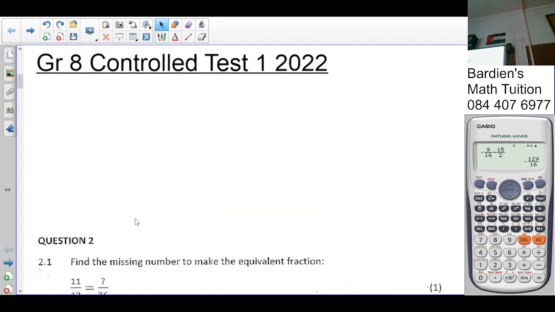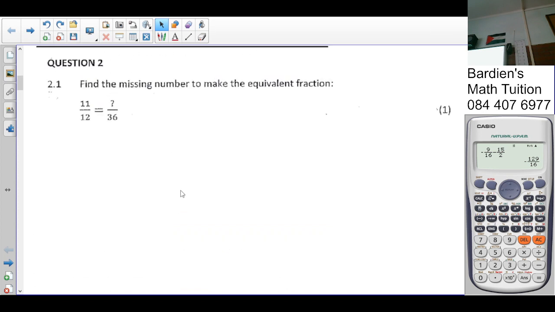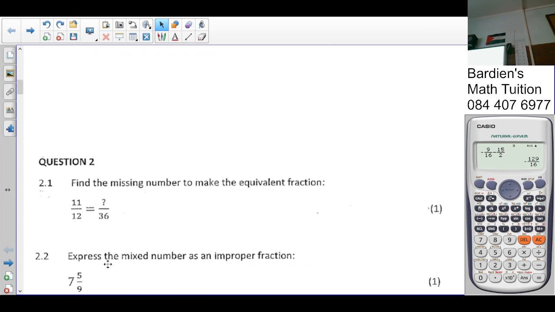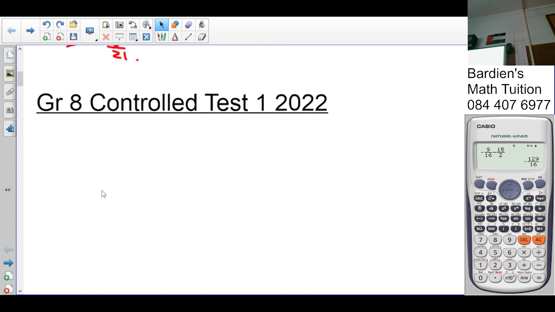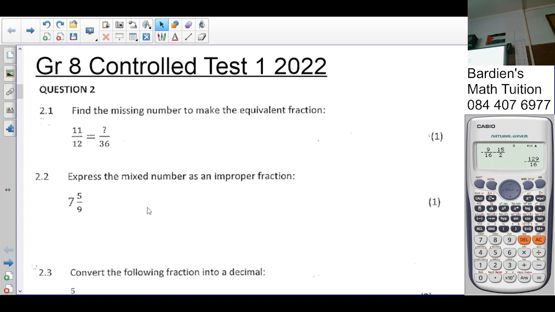Let's look at question 2. They want you to fill in the missing numbers to make the fractions equivalent. So how do you move from 12 to 36? Divide by 3. So that's going to give you 33.